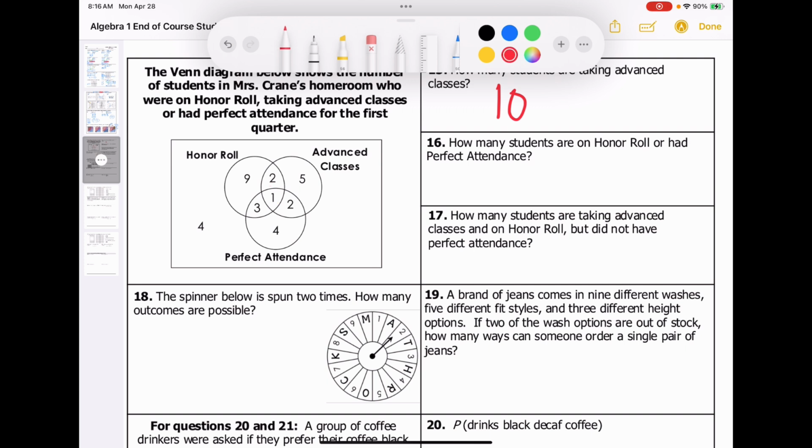All right, number 16, how many students are on honor roll or had perfect attendance? So or means everything in both circles. So on honor roll or perfect attendance. So I want to add up those 6 numbers. So 9 plus 2 plus 1 plus 3 plus 2 plus 4, which is going to give me 21.